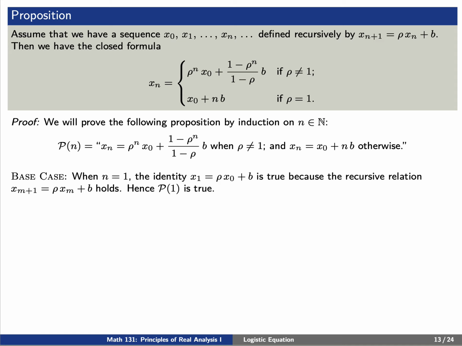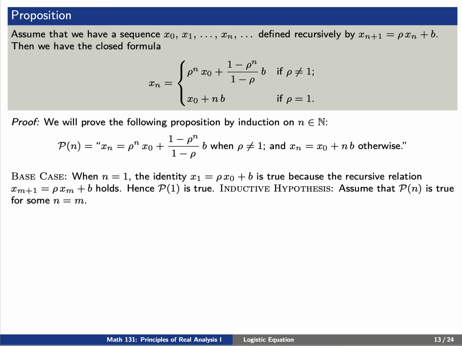To consider the base case, we'll set n equal to 0. But this is rather easy because then we see x sub 0 is equal to x sub 0. So instead, let's consider n equal to 1. By staring here at the screen, we see that in either case, we find x sub 1 is rho times x0 plus b. But this, of course, is exactly the recursive relation. So the base case is true.